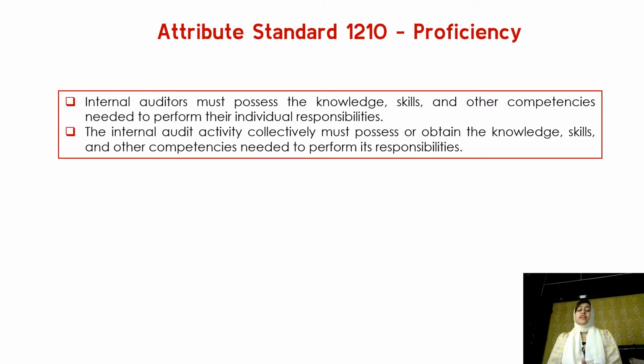For example, let's talk about an auditor who has good knowledge of fraud indicators and has good interrogation skills. Using this knowledge and skill, he can assess whether someone is lying to him or not. So this is actually called competency.